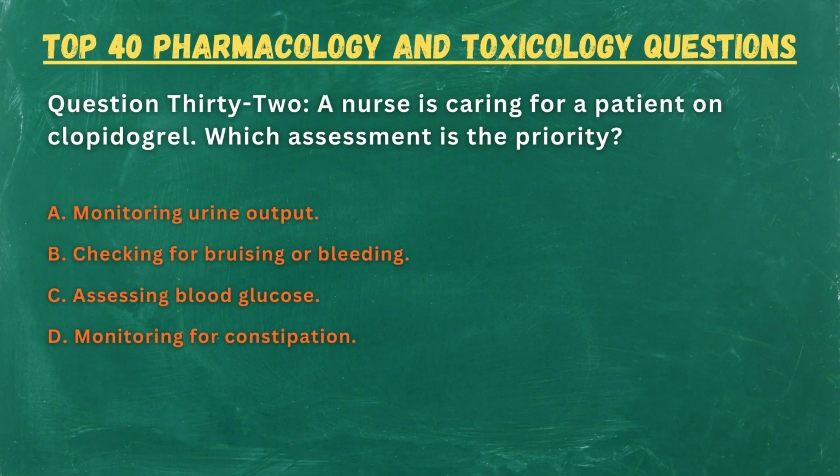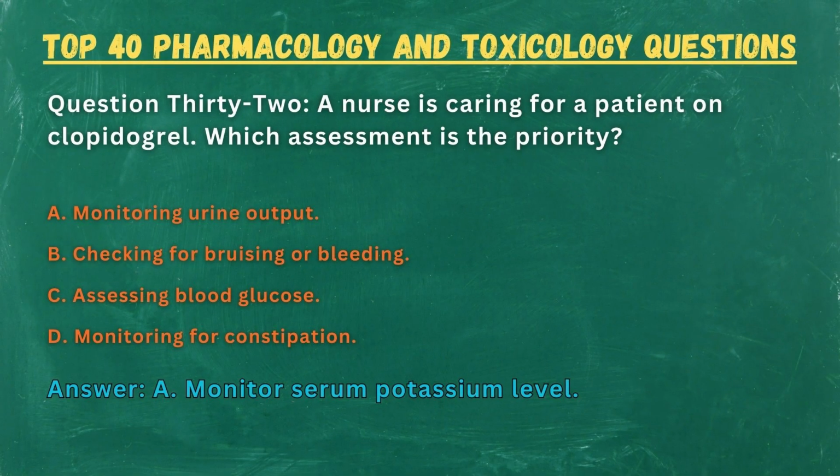Question 32. A nurse is caring for a patient on clopidogrel. Which assessment is the priority? A. Monitoring urine output. B. Checking for bruising or bleeding. C. Assessing blood glucose. D. Monitoring for constipation. Answer: B. Checking for bruising or bleeding.